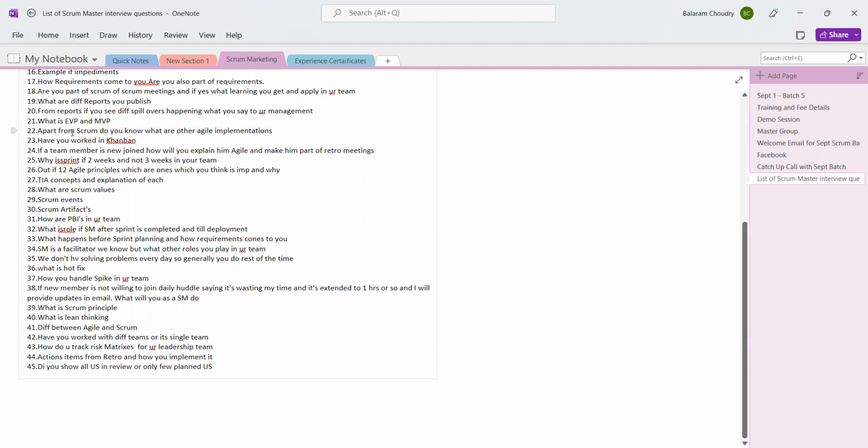Okay. Now, apart from Scrum, what are the other agile implementations? Scrum is more popular compared to other frameworks. We have other frameworks like Kanban and extreme programming, which are also part of agile implementation. Right. So there are TDD, FDD, feature-driven, test-driven.